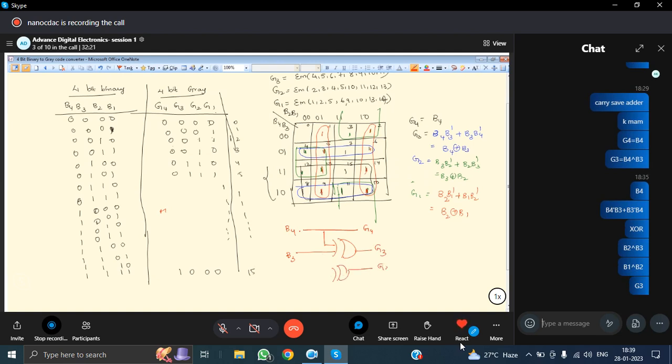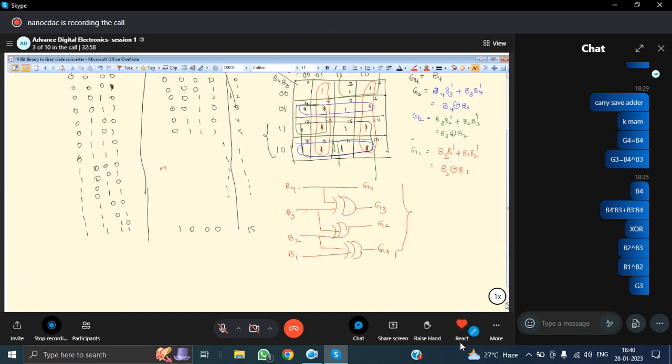Okay, this is G2. G2 is nothing but B3 XOR B2. G1. So one more XOR, this is G1. So this is your logic diagram for 4-bit binary to gray converter. Okay, this is 4-bit binary to gray converter. Now I hope this is clear for you.